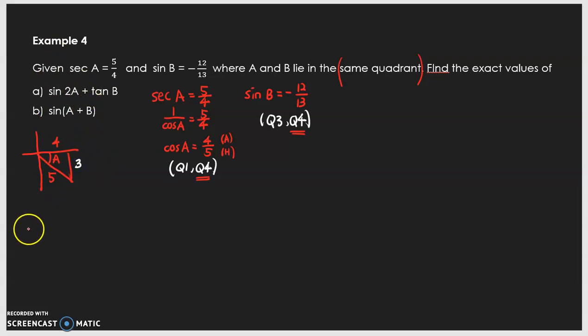Now we move on to B. So here is B. Sin B is negative 12 over 13, so it means that opposite is 12, hypotenuse is 13, so here is 5. 5, 12 and 13. Now we can start to answer the question. Let's say question A.